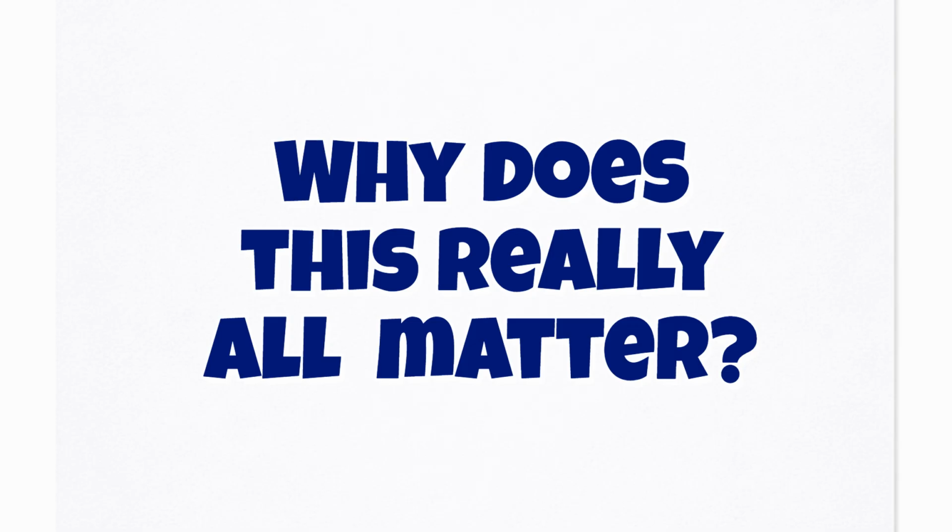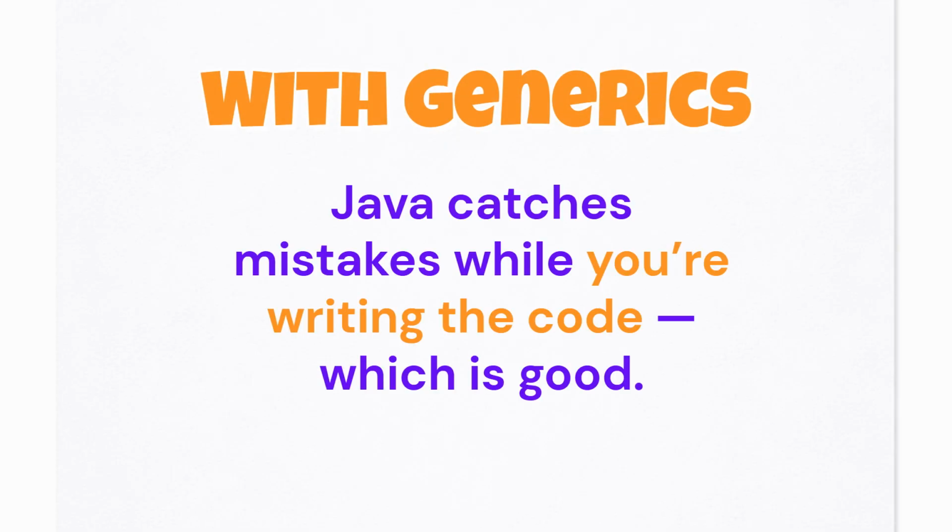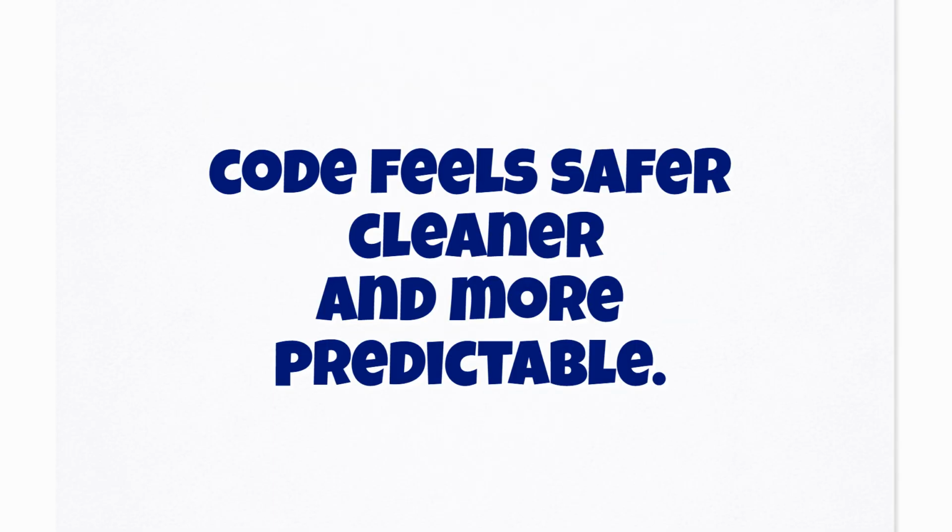Why does this really matter? Without generics, Java allows wrong data, and errors appear while the program is running, which is bad. With generics, Java catches mistakes while you're writing the code, which is good. So your code feels safer, cleaner, and more predictable.